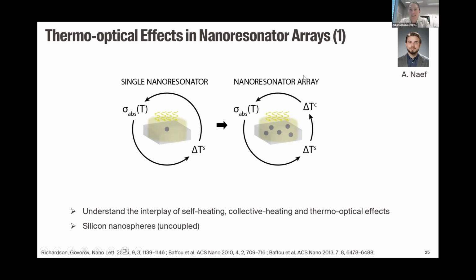But now, if we have an array, when we absorb in a given resonator, we change the temperature of that resonator, but because of the collective heating, we will contribute to the temperature change of all of the other resonators. And so this sum of these two terms will then affect the initial resonator. So there is a very complex spatial coupling in addition to thermo-optical coupling between the different elements.